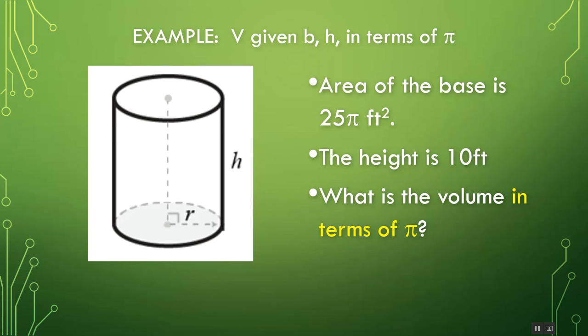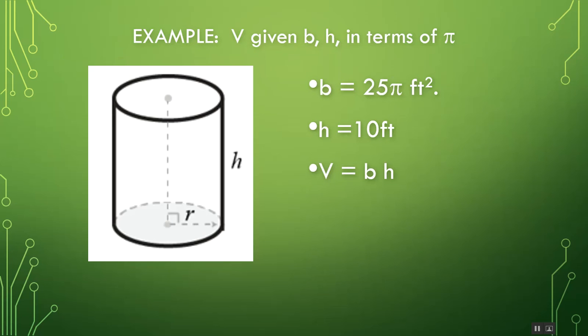Okay, so let's do an example. Find the volume given the base and the height in terms of pi. The area of the base is 25 pi feet squared. Okay. The height is 10 feet. What's the volume in terms of pi? Well, we have our base, we have our height, and we have a formula. Volume equals base times height. So let's plug them in. 25 pi feet squared is the base, 10 feet is the height. Multiply them together, 250 pi feet cubed.